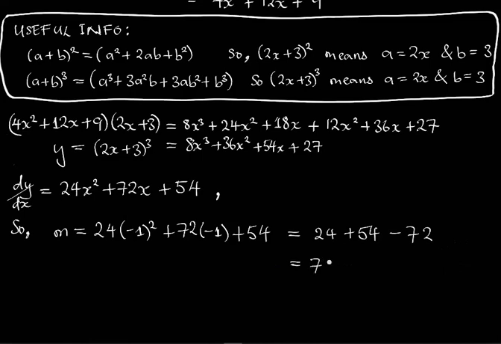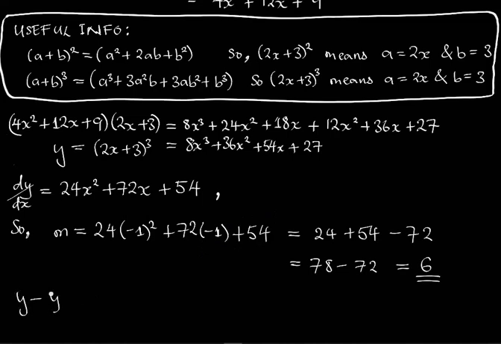We can write it here. 8 minus 2 is equal to 6. So this is our gradient. Now, since we have our gradient, we can find the equation of this tangent.